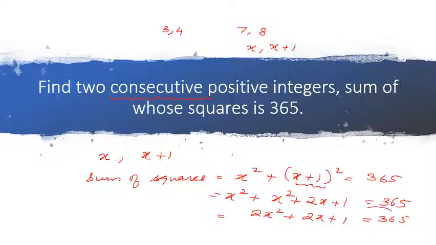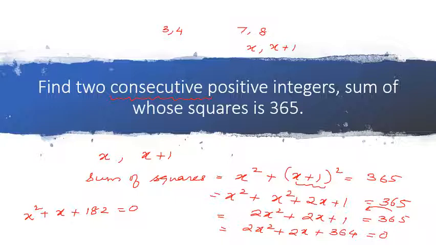When you take 365 to the other side, you get 2x square plus 2x plus 364 is equal to 0. You can simplify, you can divide it throughout by 2. When you divide throughout by 2, you'll get x square plus x plus 182 is equal to 0. Okay, now you can split and find, because by multiplying you get the product 182 and sum is 1. So you'll find two numbers where you get the product as 182 and sum as 1.